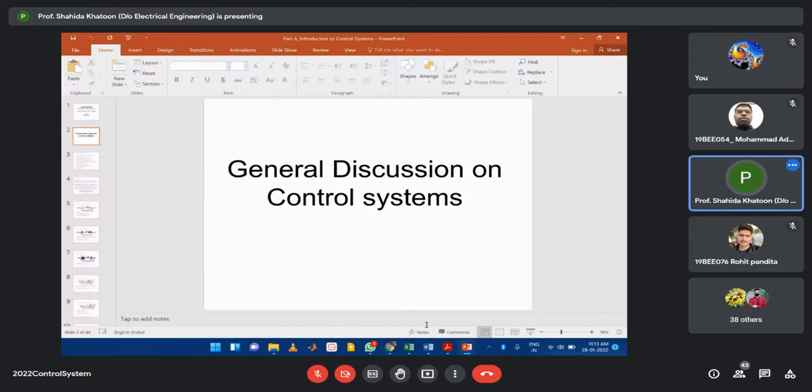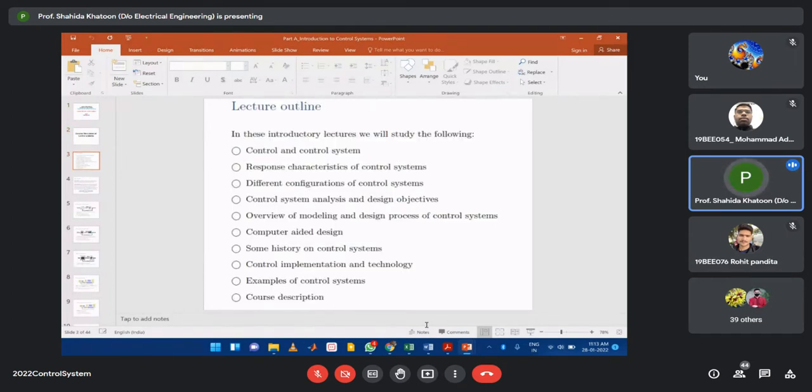Okay, so we'll start with a general discussion on control systems. The points which we will cover in this part of Unit-1, which is control system design and principles, are: response characteristics of control systems, different configurations of control systems, control system analysis and design objectives, overview of modeling and design process of control systems, computer aided design, some history, implementation and technology, examples, and course description.